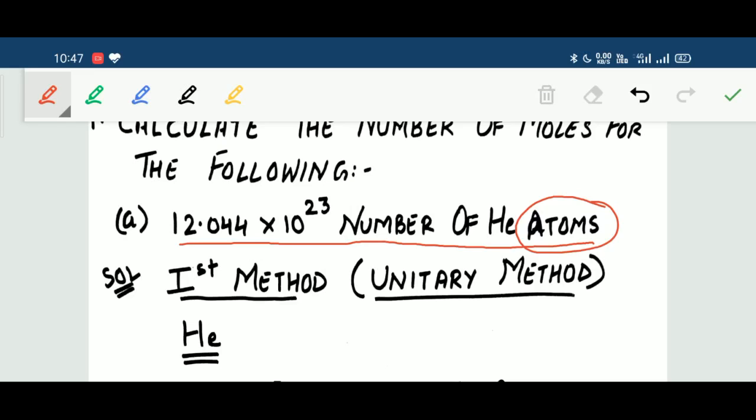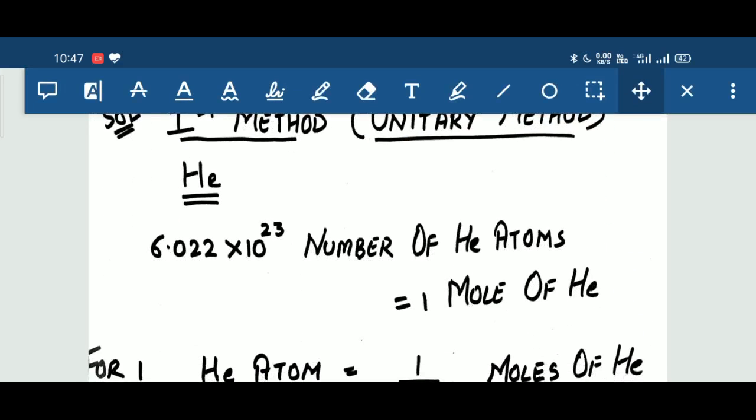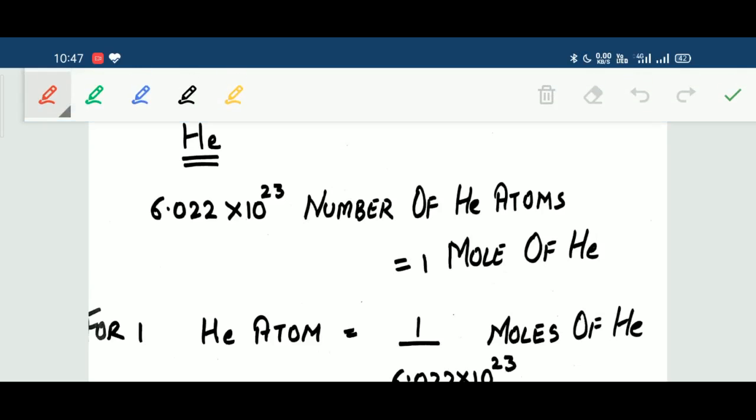In this case, we will first of all find the number of moles for one helium atom, and then we will multiply it with 12.044 into 10 raised to 23 to find the number of total helium atoms. So, we know that 1 mole of a substance is always equal to 6.022 into 10 raised to 23 particles of that substance. In case of helium, we can say that 6.022 into 10 raised to 23 number of helium atoms will be equal to 1 mole of helium.